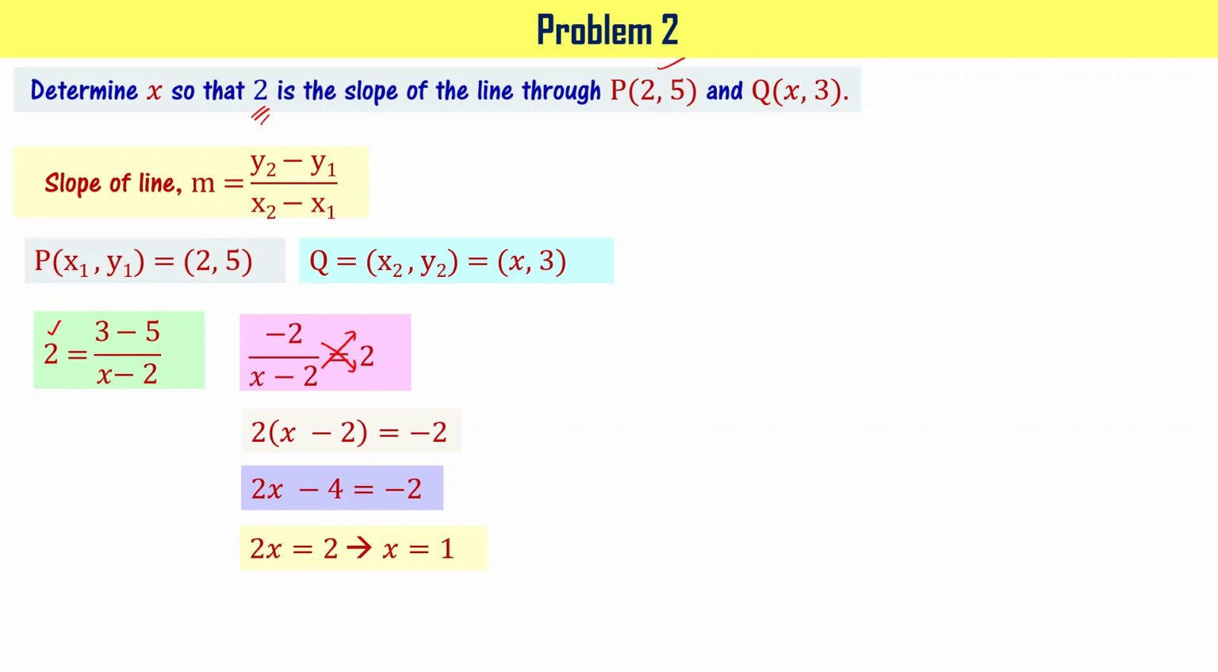So what we are asked to find is to determine x so that the slope is 2 for the line passing through P equal to (2, 5) and Q equal to (x, 3), where Q is now going to be (1, 3). I hope you understood the problem.